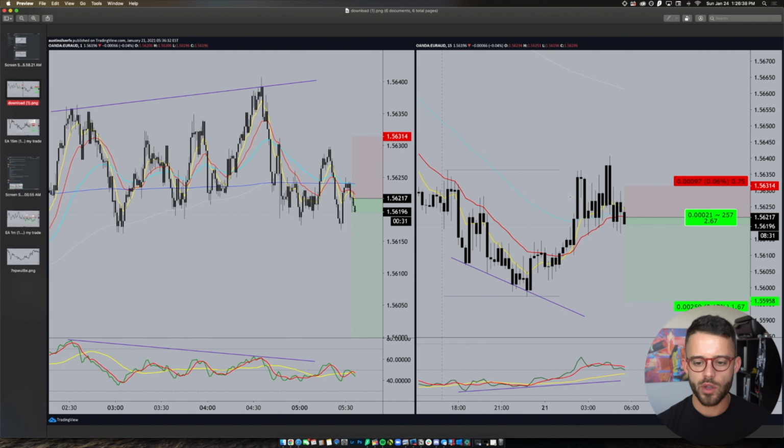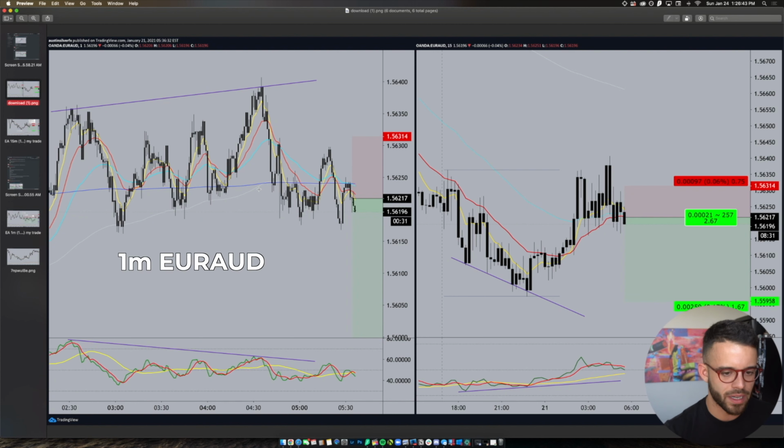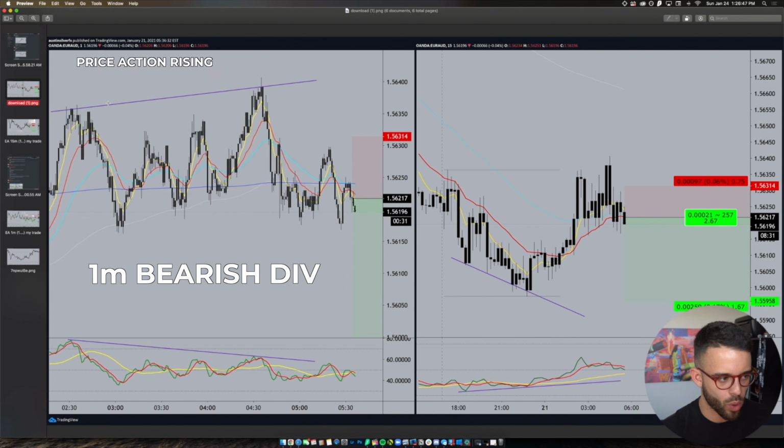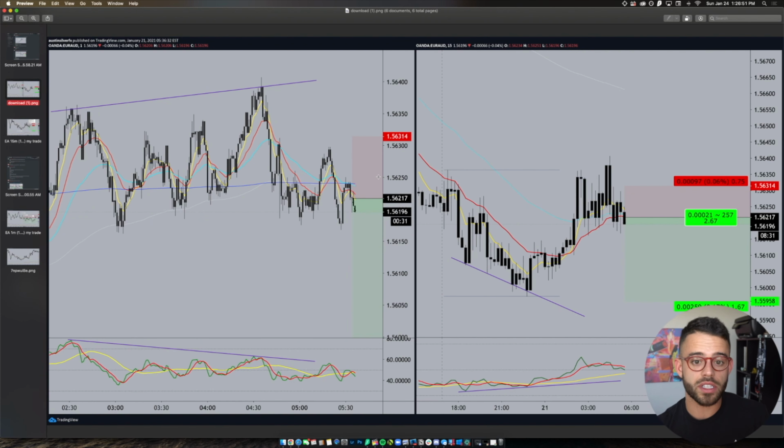The markup that I sent them was this. You have the 15-minute of Euro AUD on the right side, and you have the 1 minute chart on the left side. We had bearish divergence present on the 1 minute with price rising and the RSI falling. That set up the potential for us to see this move lower.